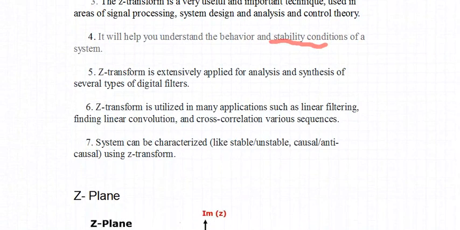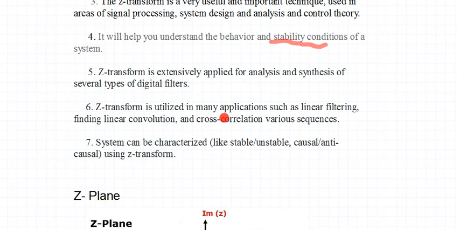Z transform is utilized in many applications such as linear filtering, linear convolution, cross correlation, and various such mathematical operations. Z transform helps you to simplify such mathematical operations that you're going to do on discrete time domain signals. So Z transform is commonly used throughout.